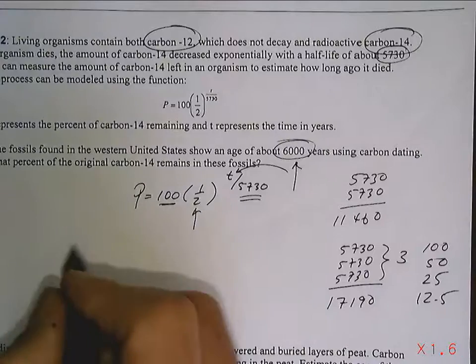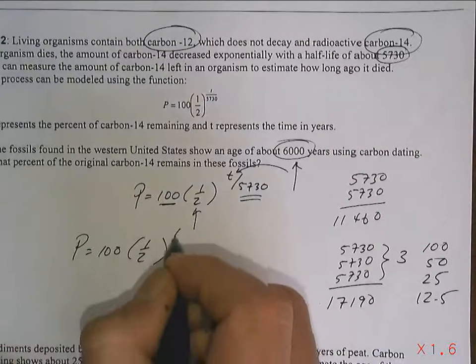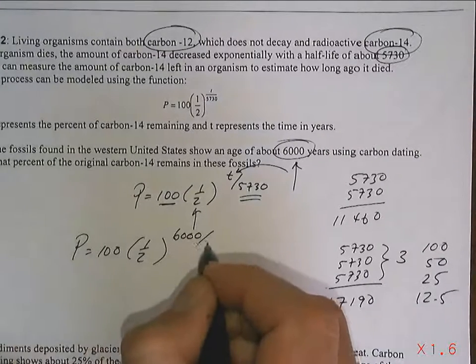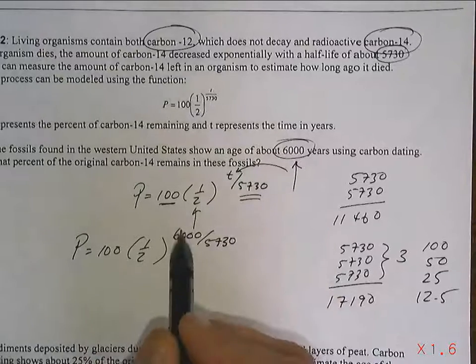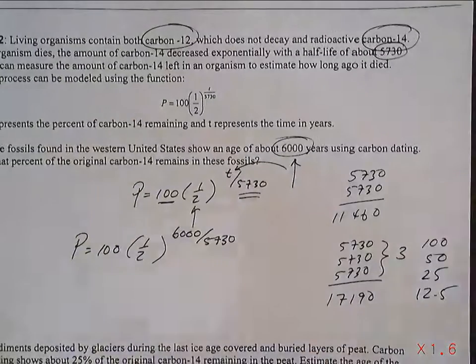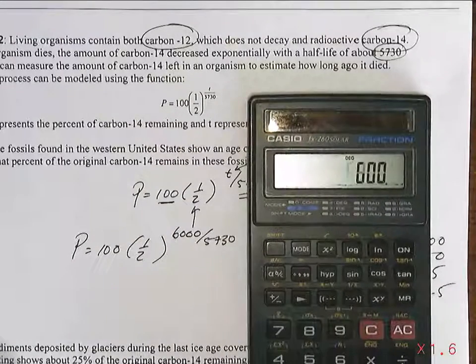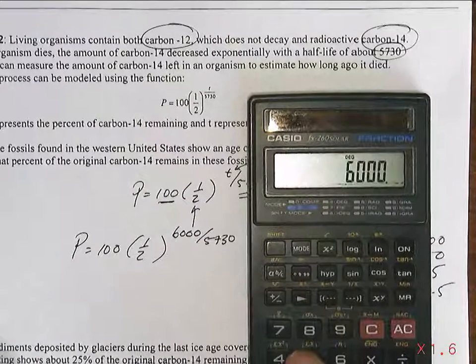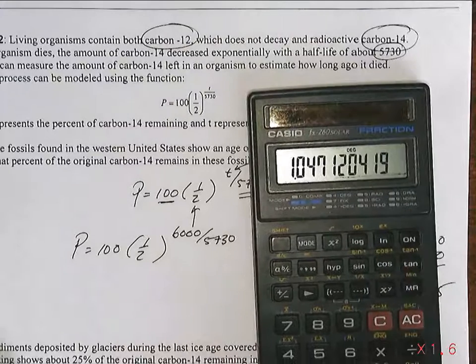Okay, so we're going to have 100, 1/2, 6,000 divided by 5,730. So that is a little bit more than 1 complete half-life. So I'm expecting a percentage a little bit less than 50%. 6,000 divided by 5,730 equals, I got to do something with that.